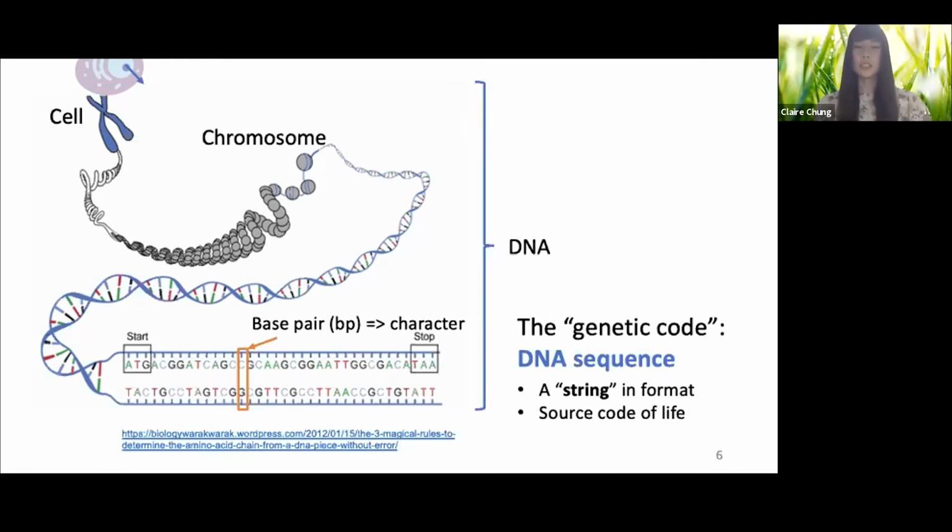If we consider it in informatics terms, we can see chromosomes are fragments of DNA as strings, with characters written in a chemical format. These strings are called the DNA sequences.